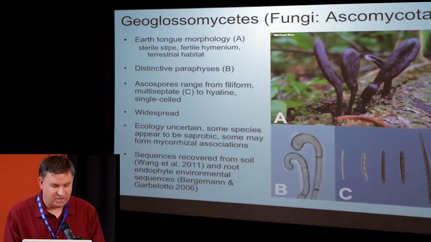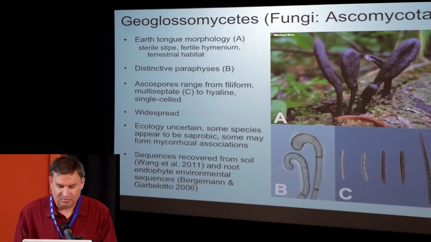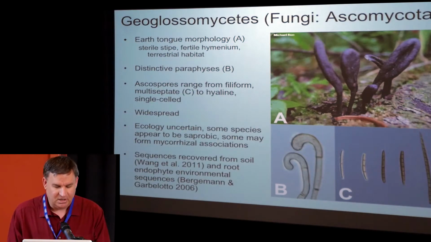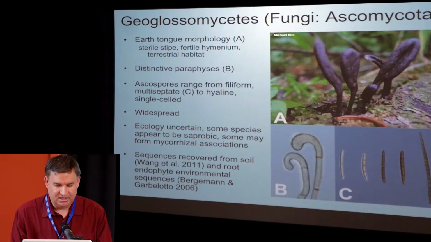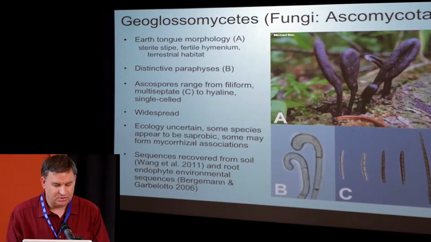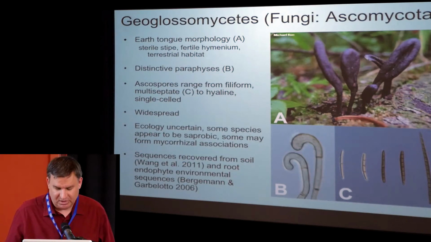Of course, they have this earth tongue morphology. They have a sterile stipe, fertile hymenium, and a terrestrial habitat. They have these distinctive paraphyses that can either be curved or inflated at the tips. The ascospores can range from filiform and multiseptate to hyaline and single-celled. The entire class is worldwide. The ecology is uncertain, but some species appear to be saprobic, although some may form mycorrhizal associations. And there are sequences in GenBank that have been recovered from soil, as well as root endophyte environmental sequences as well. So we do pick these things up with next-gen sequencing.